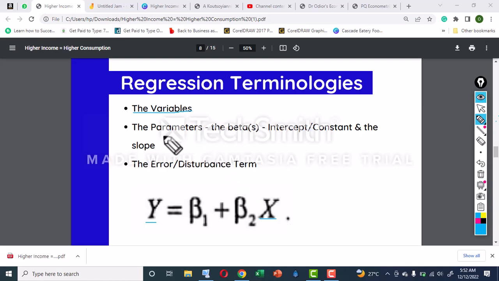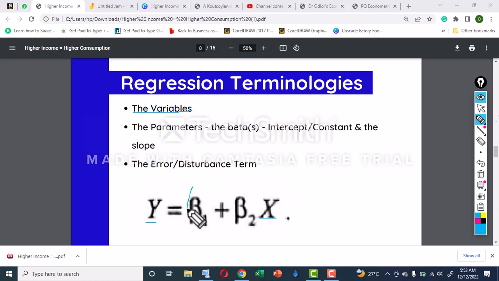Aside from the variables, there are the parameters. They are one of the most important things we are doing in this regression, because the methodology we are using here is actually estimating the parameters. We are estimating the parameters.